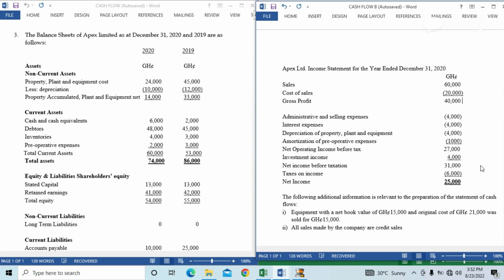So the difference between the two methods lies in the operating activities. They have different approaches of preparing the operating activities. So I'm going to show you how they all work.